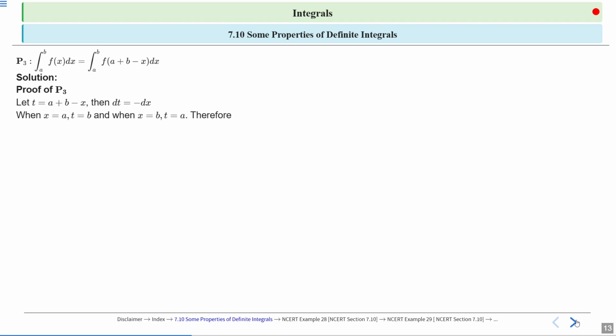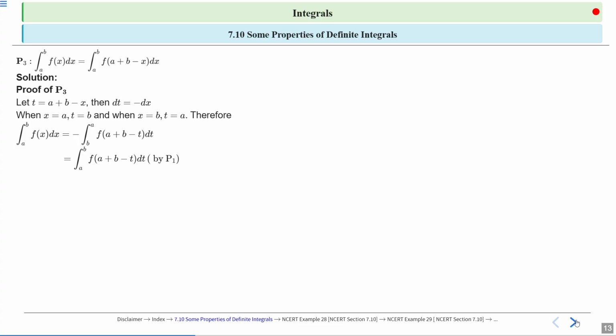So when x is equal to a, t is equal to a plus b minus a, the a cancels out, so t is equal to b. And when x is equal to b, t is equal to a. Therefore, firstly x varies from a to b, but now t varies from b to a. So it becomes the integral from a to b of f(x) dx is equal to minus the integral from b to a of f(a plus b minus t) dt.